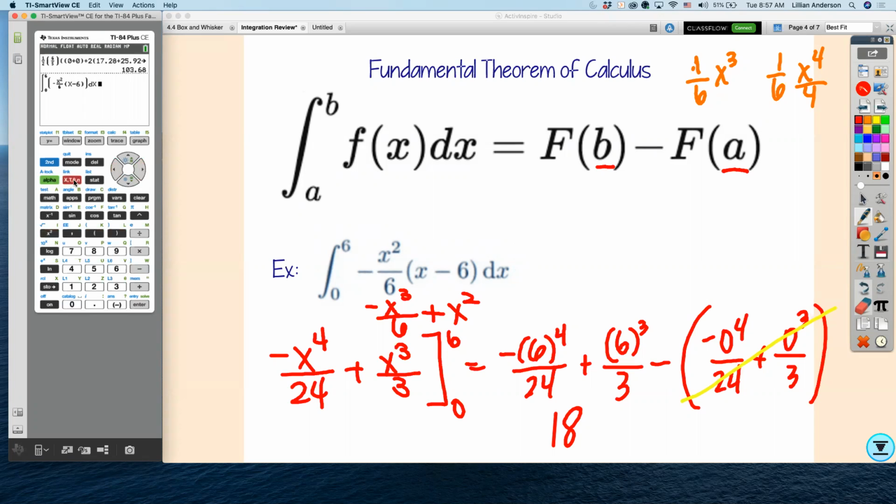And then don't forget your dx. Essentially, whatever the integral is, you just type it into your calculator exactly how you see it. Click enter, and we also get 18. That is how you do it using the calculator. This is how you do it algebraically.